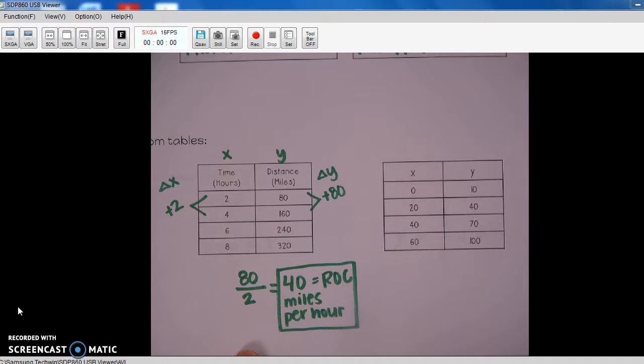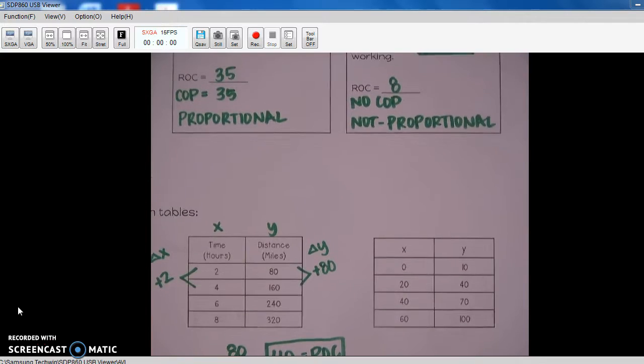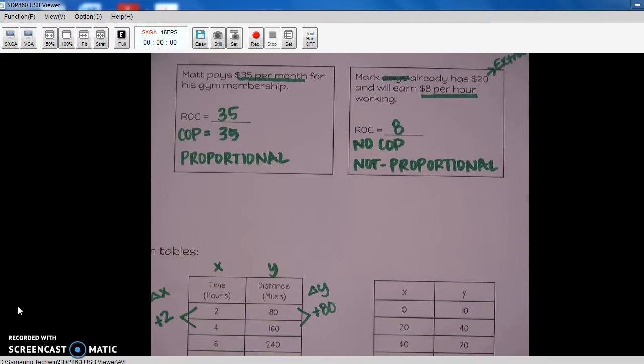Now, we know we have a rate of change. It's 40 miles per hour. We also want to check to see if we have a constant of proportionality. So remember, if it's proportional, there should only be one amount involved. It should just be the rate of change.